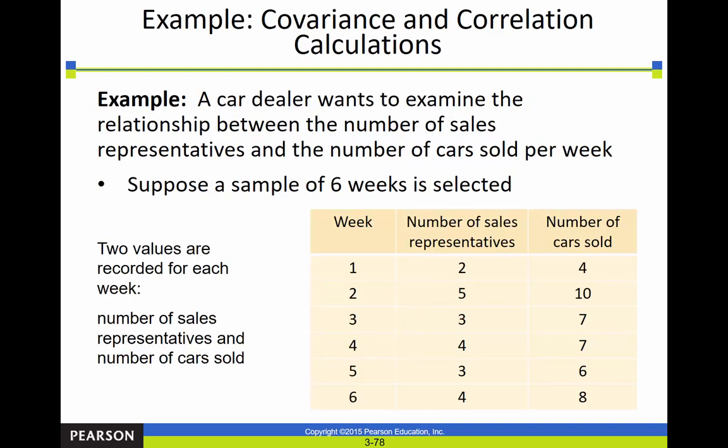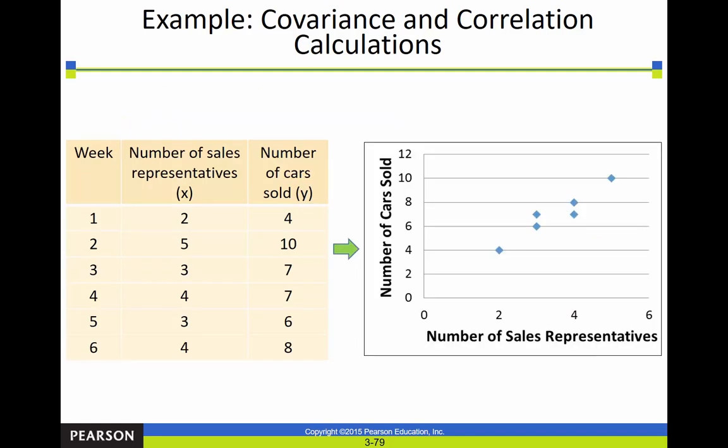So here's an example. We have a car dealer who wants to examine the relationship between the number of sales representatives and the number of cars sold. So each week they record how many sales representatives they had and how many cars they sold. And there's the data set. You can plot that on a little scatter graph and see that there looks like a pretty good relationship, right? When there's more sales reps, they sell more cars.